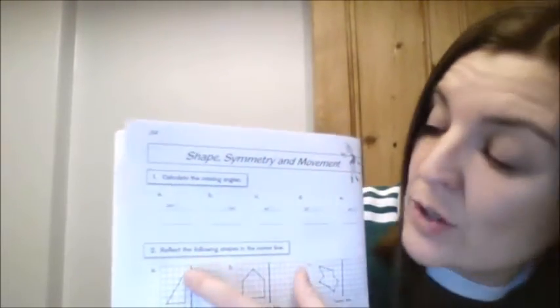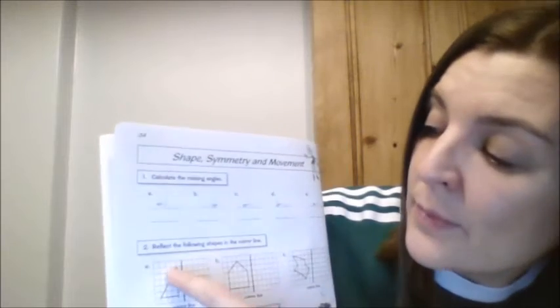Next one then, you've got to reflect. Okay, so you want to reflect the shape in the mirror line. So you've got to imagine that you've got a mirror here. Okay, so what I would do is take each point.